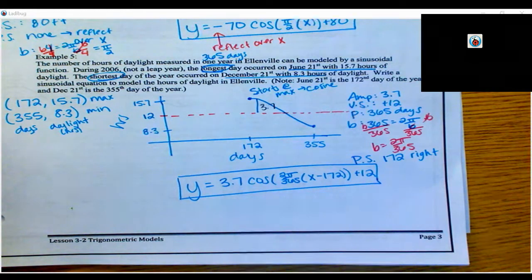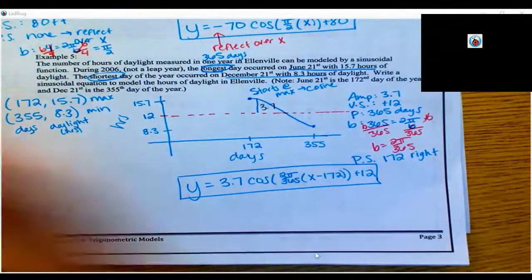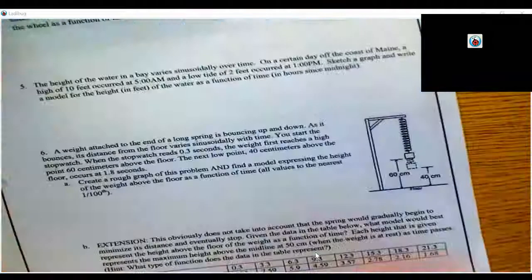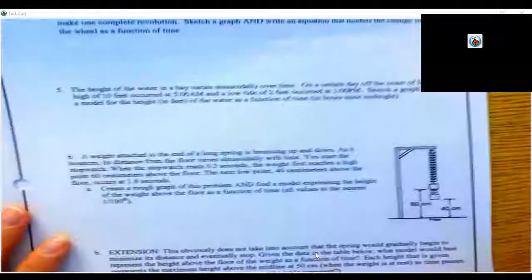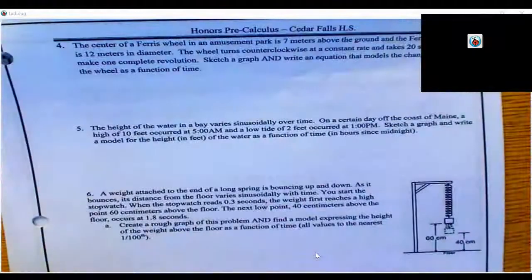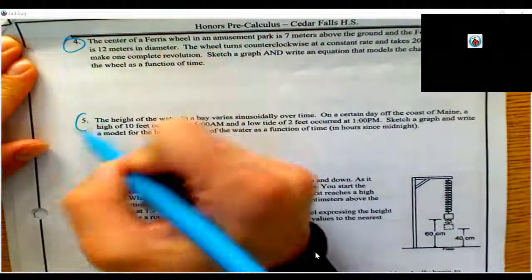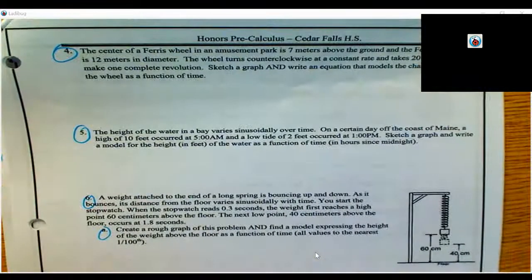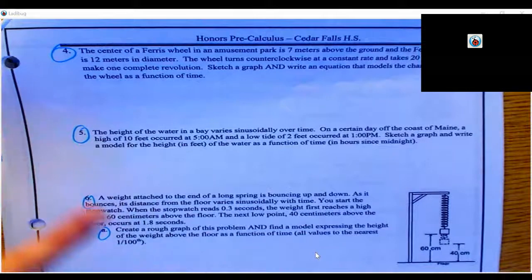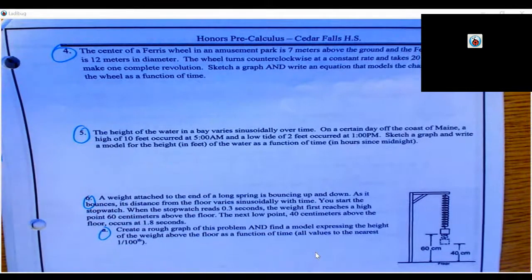Homework for tomorrow. I'd like you to flip to this page here, the very next page, for practice problems. 4, 5, and 6A is all I need you to do. You are going to have a question like this on your CFA tomorrow. So please make sure that you are practicing these 3 problems and getting a good idea. The answer key is attached so you can see how you did there.